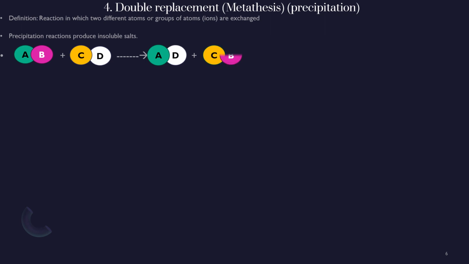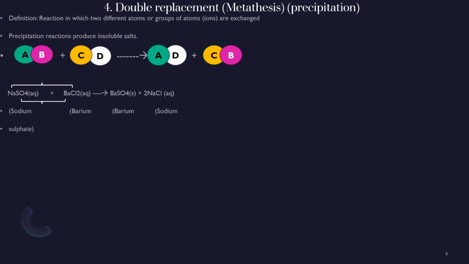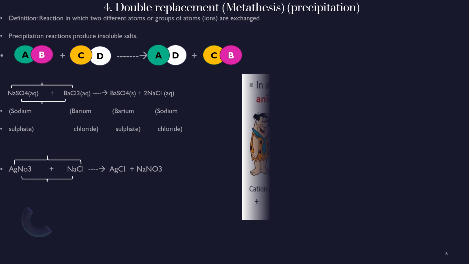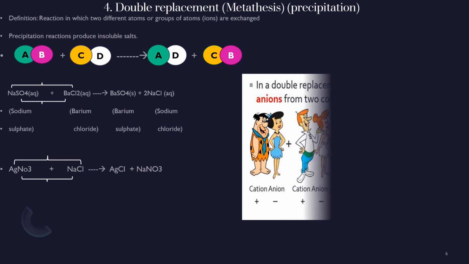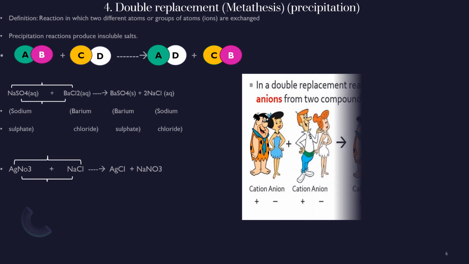See the example, first one, sodium sulfate. When it is reacted with barium chloride, it forms barium sulfate plus sodium chloride. Here the sodium is combined with chlorine and barium is combined with sulfate. So it forms two new products. Next one is silver nitrate reacted with sodium chloride; it exchanges their cations and anions. So silver is combined with chlorine and sodium is combined with nitrate, giving sodium nitrate. So this is the double displacement reaction.